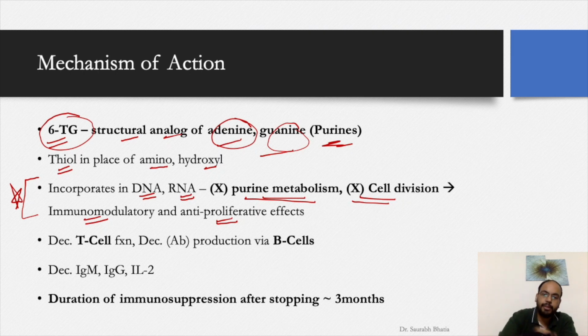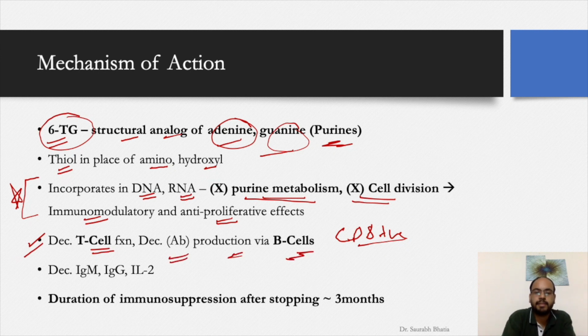It gets converted into 6-TG. 6-TG, because it is similar to adenine and guanine, gets incorporated into RNA and DNA, and this leads to increased cell death. Additional mechanisms are that there is decrease in T cell function, specifically CD8 positive. That's what Wolverton mentioned. The CD8 positive T cells are significantly decreased, and their function is decreased. Also, it decreases antibody production via B cells. So both cell mediated and humoral immunity are suppressed by azathioprine. Additionally, IgM, IgG, and interleukin 2, an inflammatory cytokine, are also decreased with azathioprine.